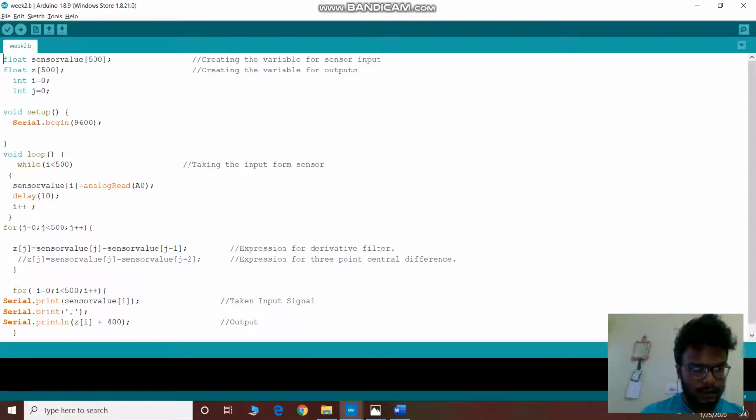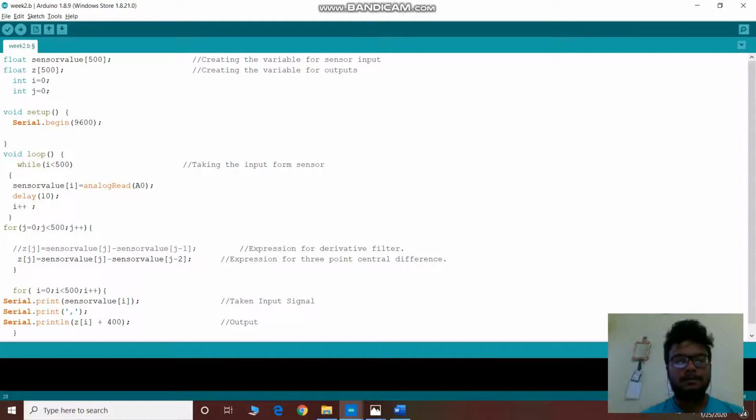In a similar way, if we comment this out and uncomment this, it will give us the expression for the 3-point central difference. One is for the single derivative filter, and this is for the 3-point central difference. The difference is here x minus 1 and here x minus 2. That's the basic difference. As of now, we are calculating for the single derivative filter.